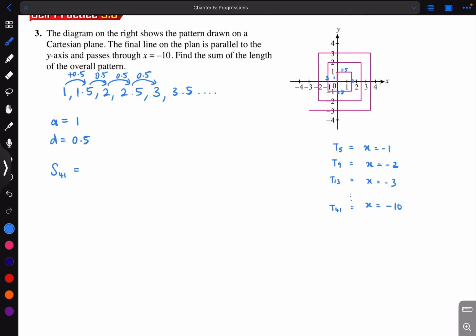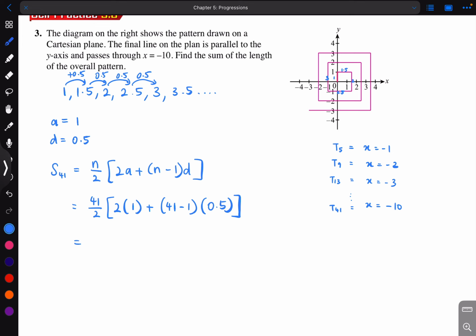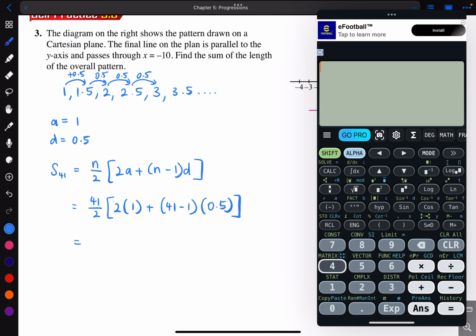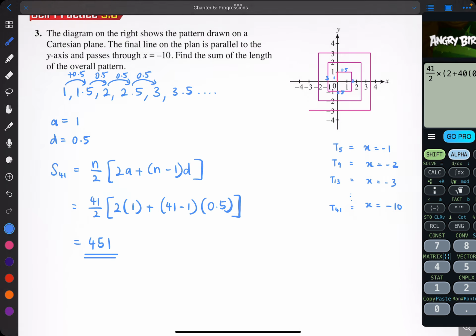So we need to find S41. The formula for Sn is n over 2 times (2a plus (n minus 1)d). So n is 41, a is 1, d is 0.5. So 41 over 2 times (2 plus 40d). We get 451. This will be our total length of the whole pattern.